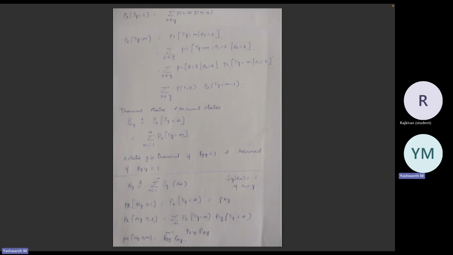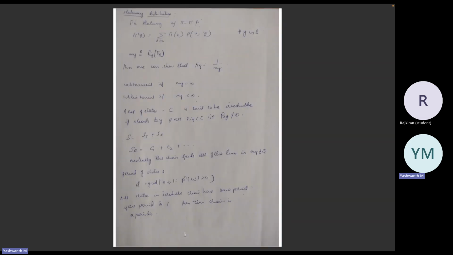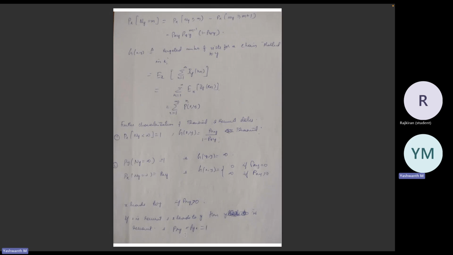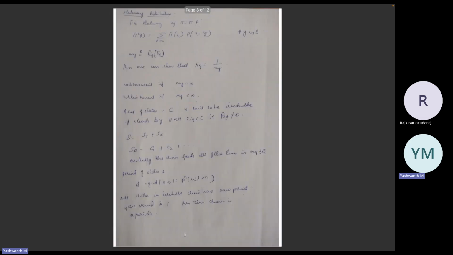Okay, so again, some definitions on these things: stationary distribution, null recurrent, positive recurrent, what I mean by closed set of states, aperiodicity, right? We will quickly go through all these things and then solve some problems. Okay, so you have a stationary distribution when it satisfies this equation. Okay, pi is equal to pi P.